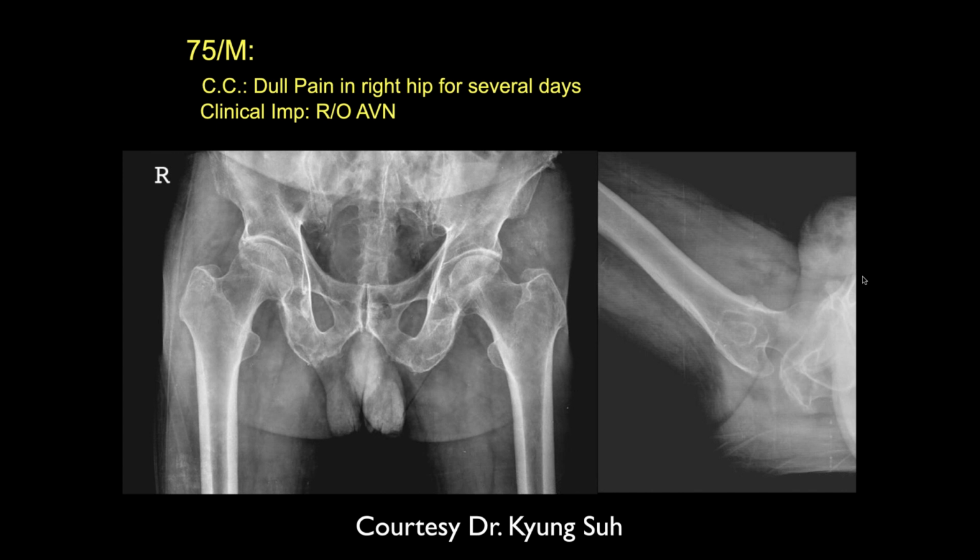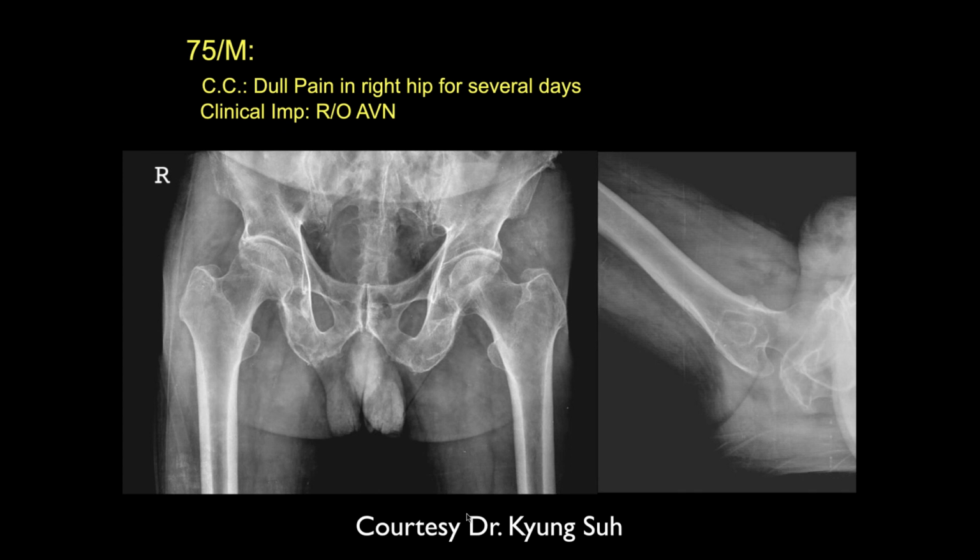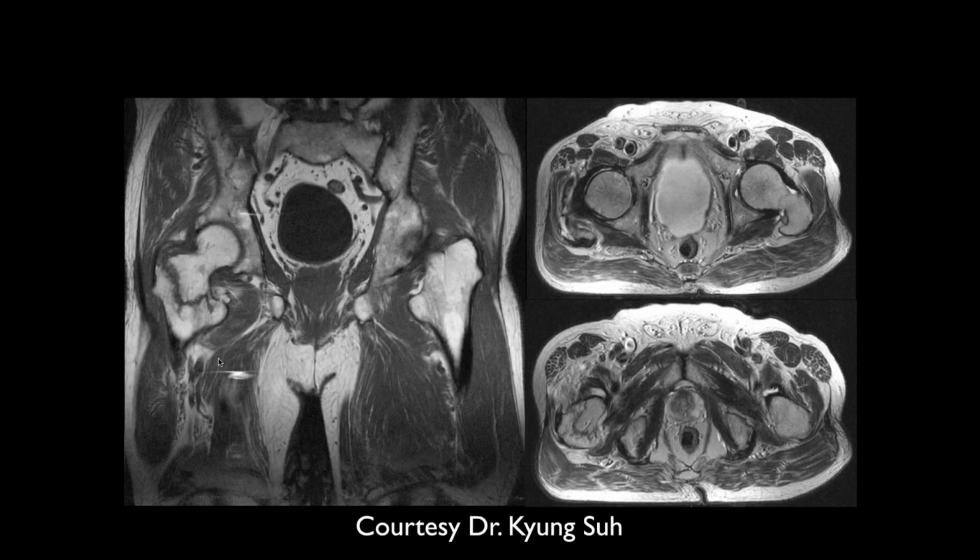There on that frog leg view, I see some lucency in the subtrochanteric region. Yes, there. But I don't, well, it might extend through the intertrochanteric region. I think it's suspicious for an intertrochanteric fracture.